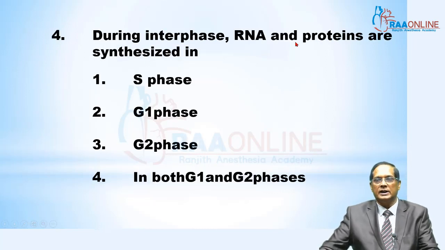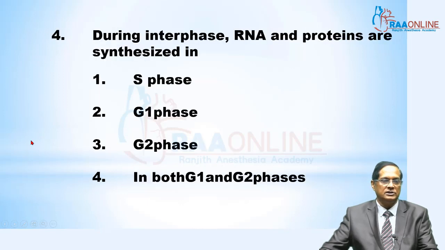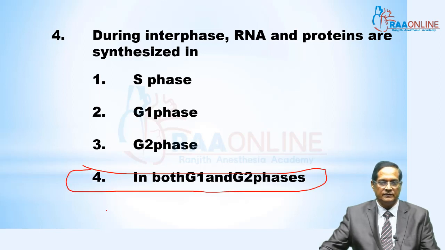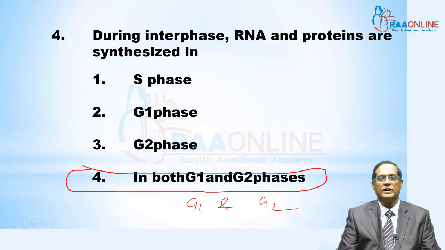During interphase, RNA and proteins are synthesized in both G1 and G2 phase, that is gap 1 and gap 2. In both the phases, RNA and proteins are synthesized.